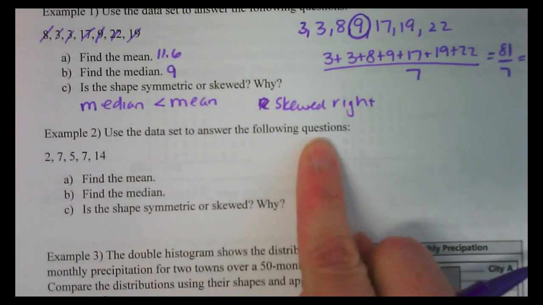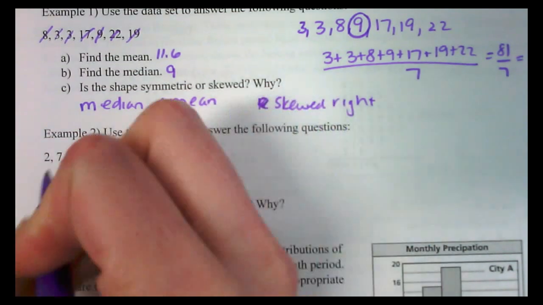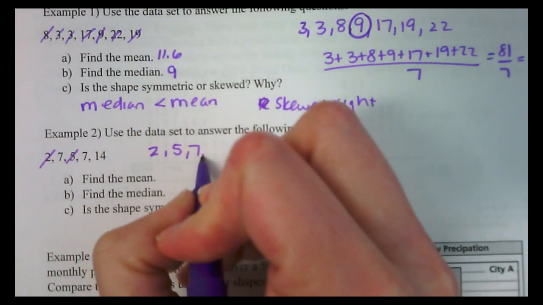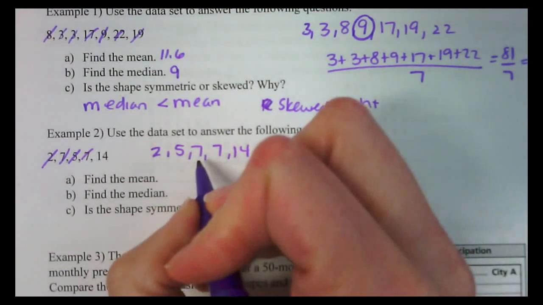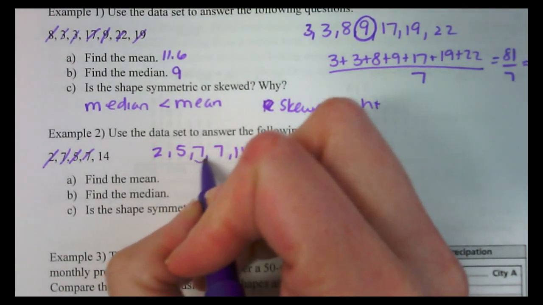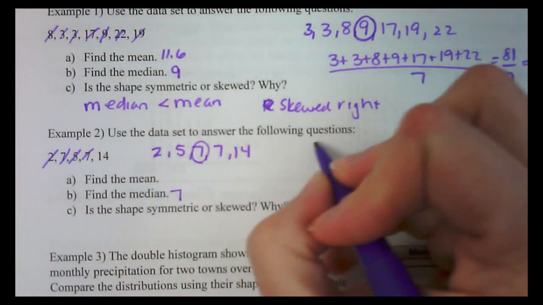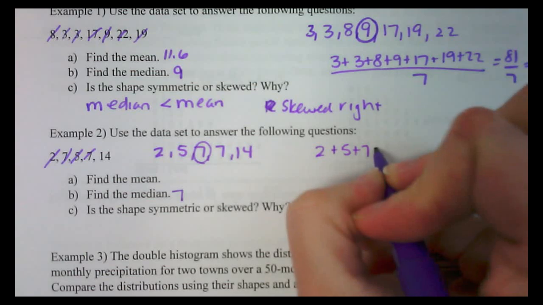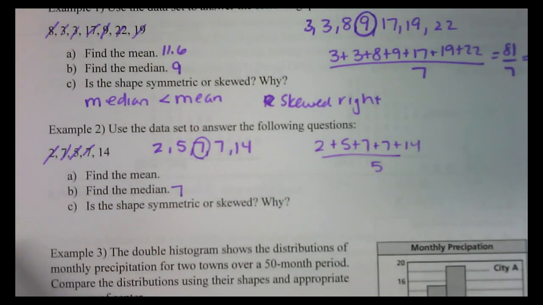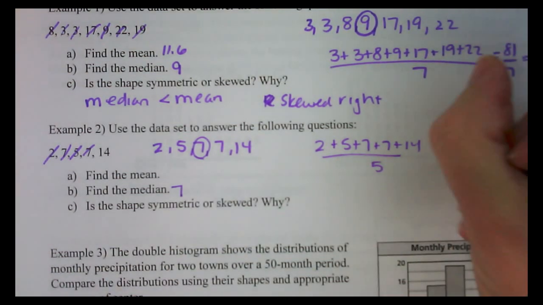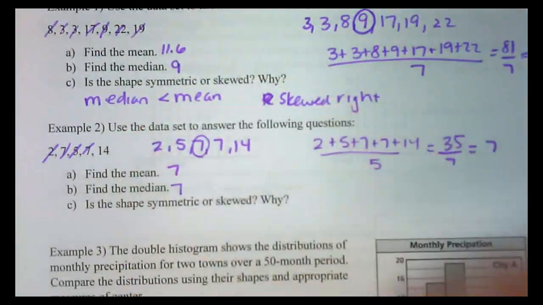Okay, next one. Use the data set to answer the following questions. Again, I like to put them in order first. So 2, then 5, then 7, then 7, then 14. So there's 5 numbers. So the middle would have 2 on each side. So the median is 7. To do the mean, I'm adding them up, and I'm going to divide by 5. So I'm going to get 35 divided by 5. So my mean is 7.